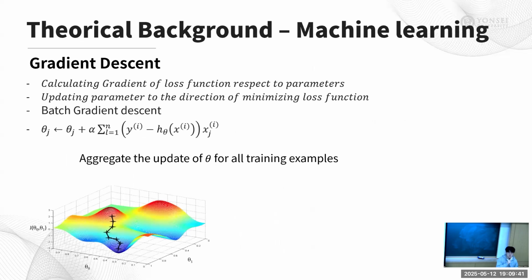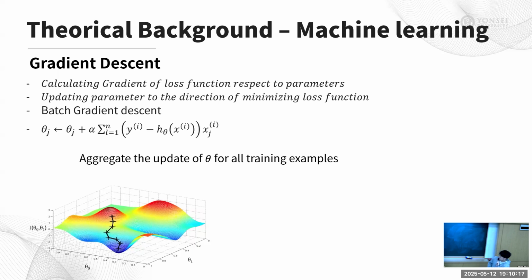Okay, and we are going to explain how machine learning works first, and then we are going to explain how quantum machine learning works. The basic concept of machine learning is gradient descent, which is calculating the gradient of the loss function with respect to parameters. And we are going to update the parameters in the direction of minimizing the loss function. The loss function is something we want to minimize. For example, the mean squared error function is mainly used as a loss function.